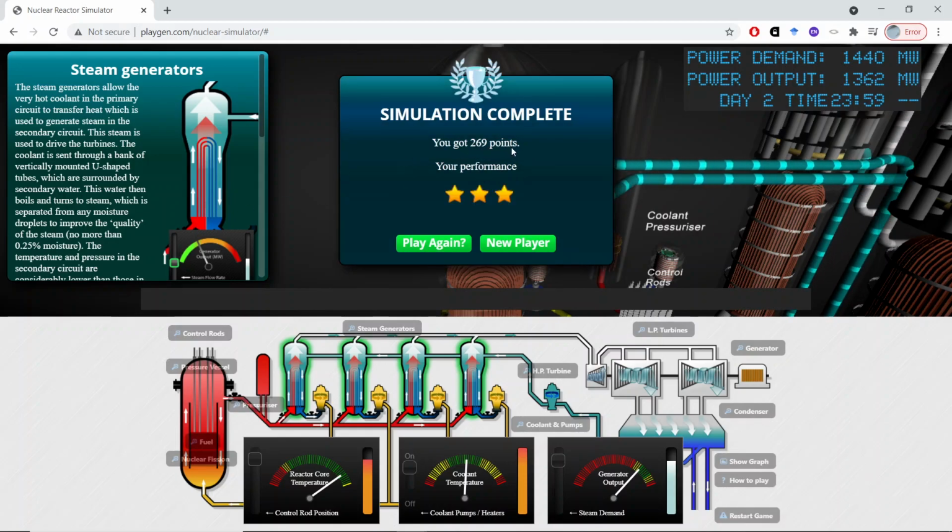You got 269 points. Your performance is 3 stars. Nice. So I don't really know what the points mean. I played this before and I got 800 points. And before I was not talking, so I was really concentrating to match the demand as much as possible. So I guess maybe the maximum points you can get is 1000, but I'm just guessing. I just got around 800 before.